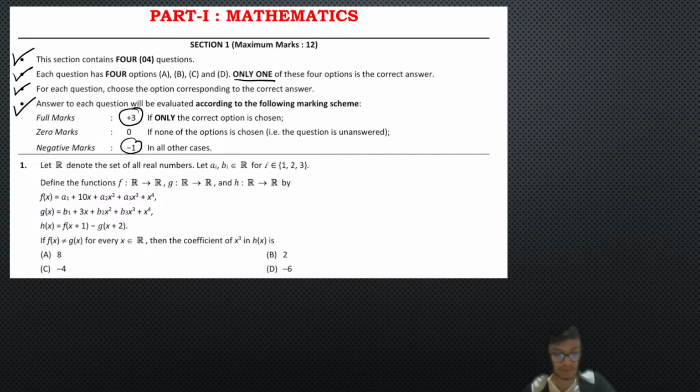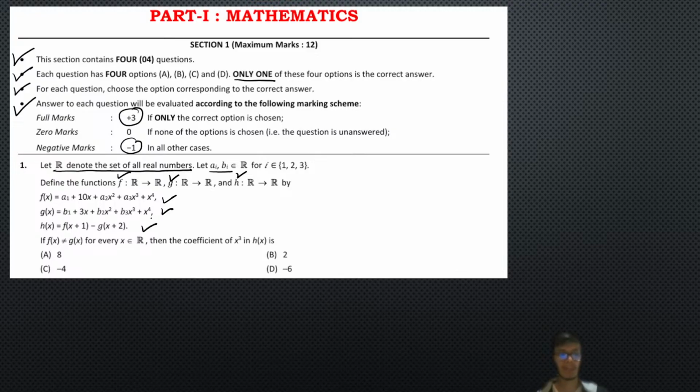As you can see, the question is basically from functional equations. It says that R denotes the set of all real numbers, and ai, bi belong to the real numbers such that i belongs to 1, 2 and 3. So i consists of only 1, 2 and 3. It says let us define a function f and a function g which have both the domain and the codomain as real numbers, and h which also has domain and codomain as real numbers.